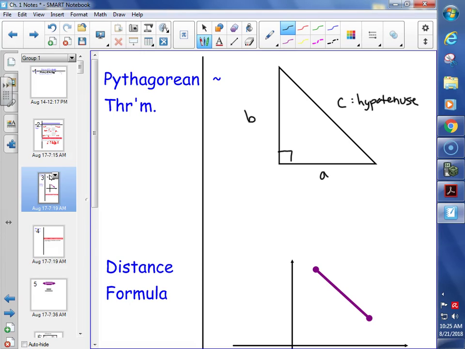Anyway, that's the idea. What's the Pythagorean theorem? We didn't write it down. A squared plus B squared equals C squared. Leg squared plus leg squared equals hypotenuse squared, right?